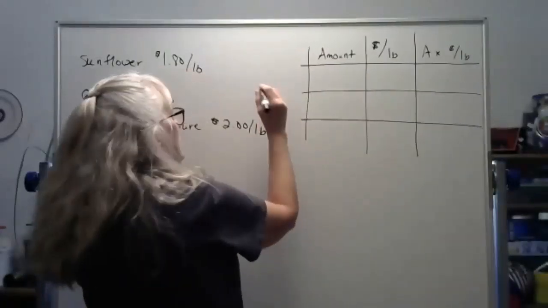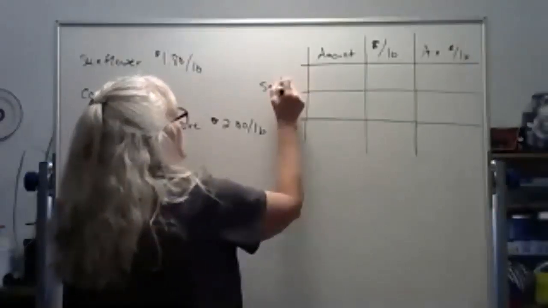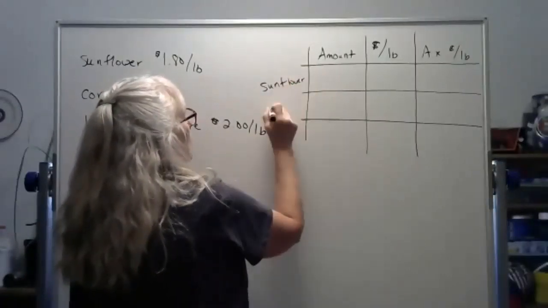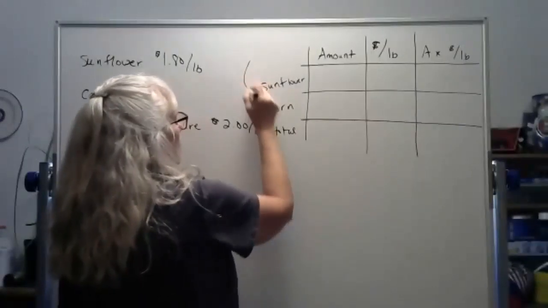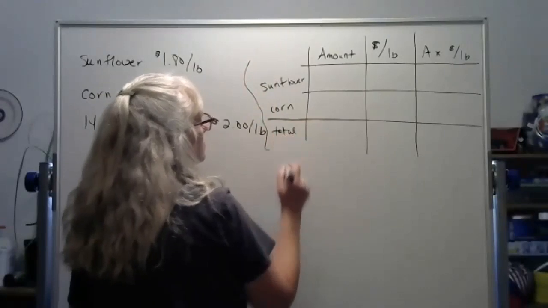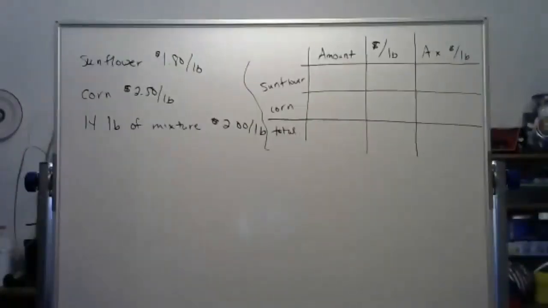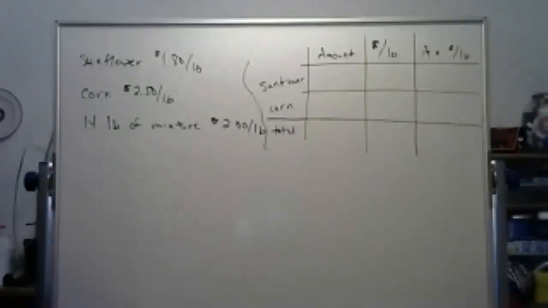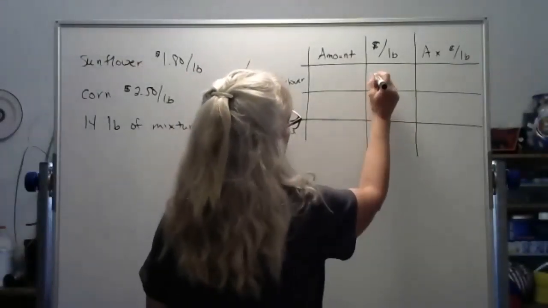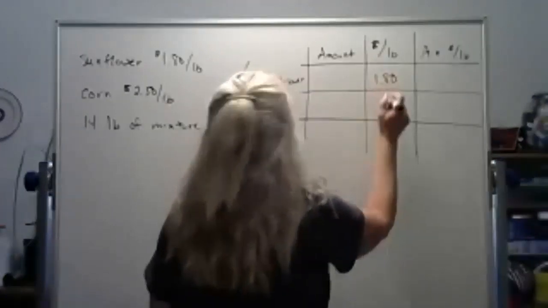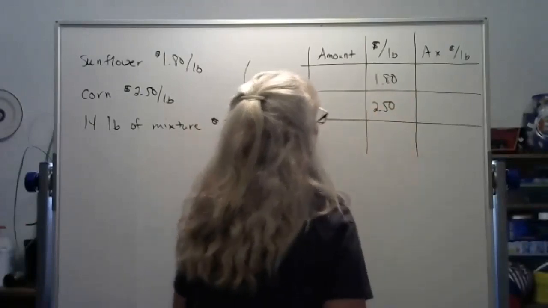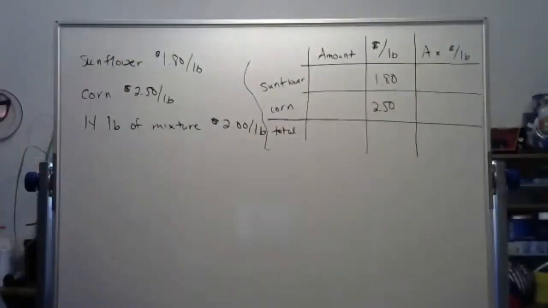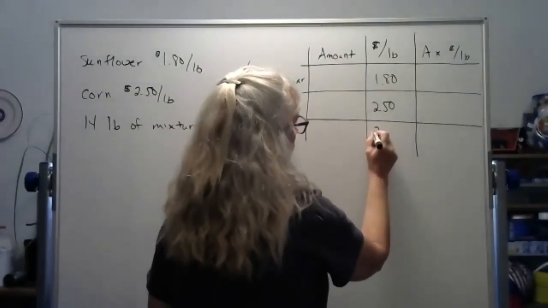Okay, and we've got the sunflower seeds as one thing, we have corn, and then the bottom row will be the total. So then we start putting our numbers in. We know that the sunflowers sell for $1.80 a pound. We'll put 1.8. We know the corn, which is more expensive, is $2.50 a pound. And we know that the total mixture is going to be sold for $2 a pound.